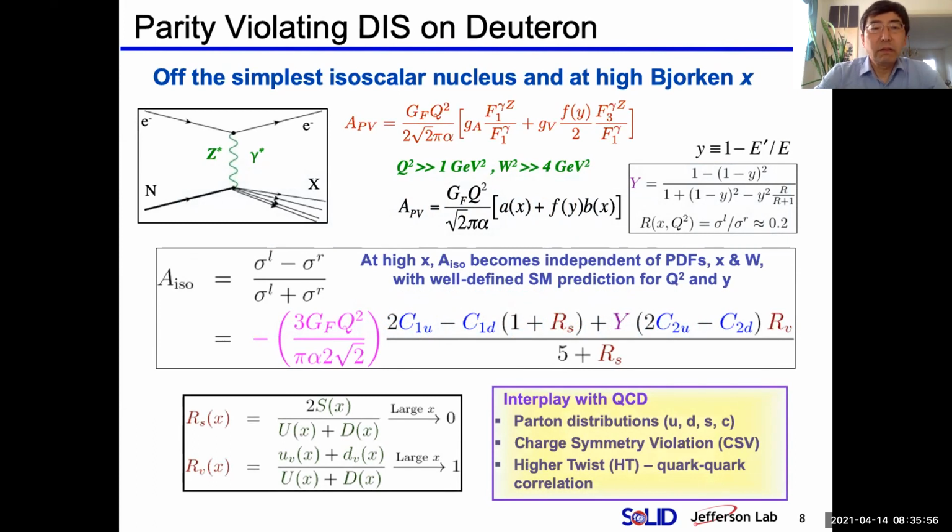So the asymmetry in this case will be basically your Z cross sections divided by your photon cross sections, because the squared terms cancel. Only the interference term stays. In the simplest case, we choose deuteron, the isoscalar nucleus. Even the structure part is mostly canceled in the leading order. So it's very sensitive to the electroweak structures.